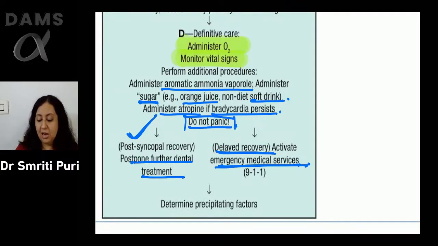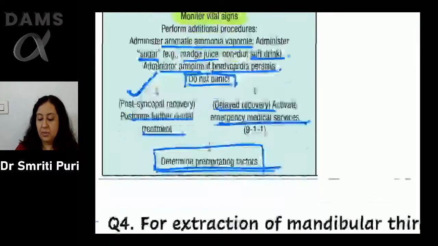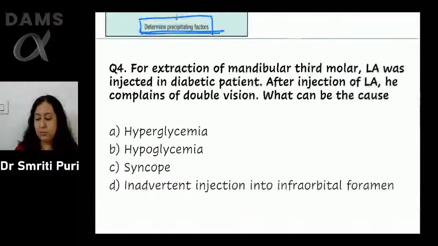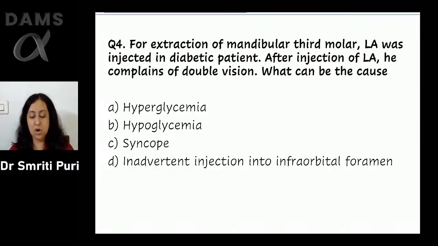Okay, and you retrospect what the precipitating factors are, what caused the syncope, whether it is due to some systemic condition or whether it is psychogenic or whether the patient did not have a meal. So you have to identify and take the corrective measure in the next appointment. Okay. So that was all about syncope. Please make a point of all these notes that I gave you so that these things are easier to understand and answer in your exam.